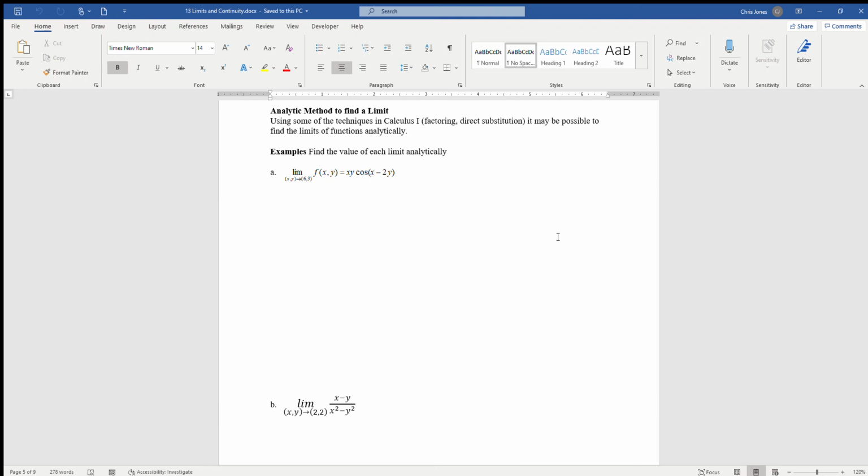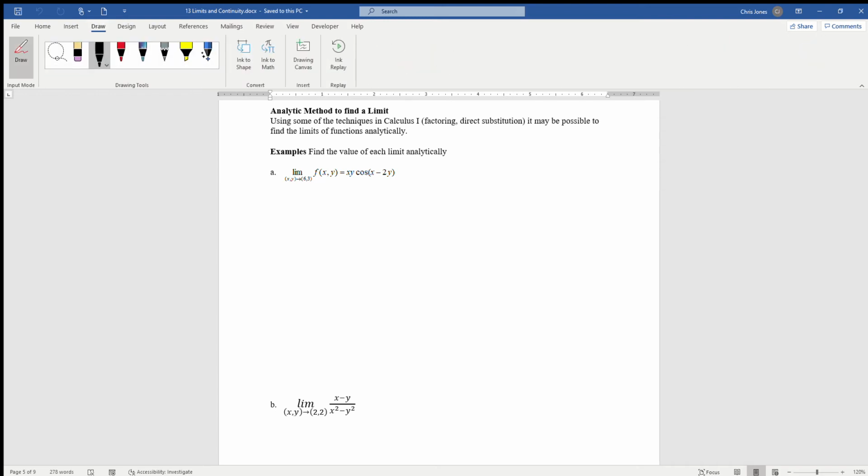So we saw in the last set of videos that we can go through and try to approximate the limit using a table of values, but that doesn't always give us an exact value. So one way to get an exact value of a limit is to utilize the analytic methods. And we're going to use the same analytic methods that we used in Calculus 1. So factoring, adding rational expressions, direct substitution, those sorts of things. We're just going to look at the techniques, and hopefully this will remind you of some of the things you did in Calculus 1 to evaluate the limits analytically.